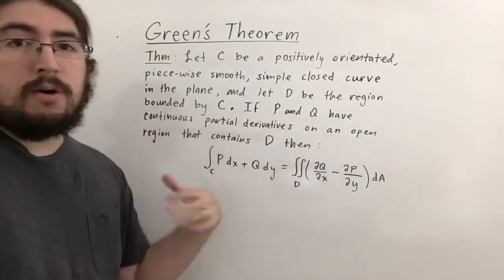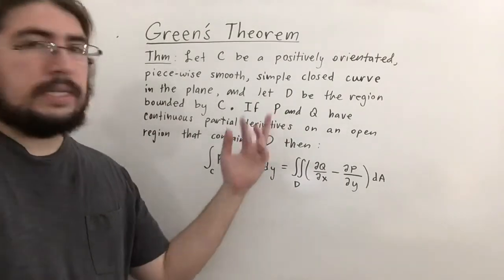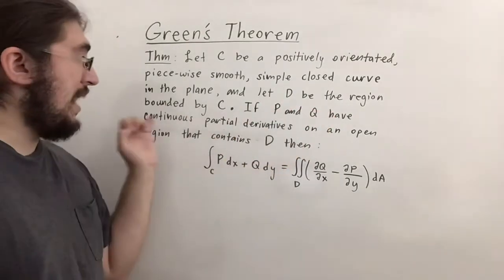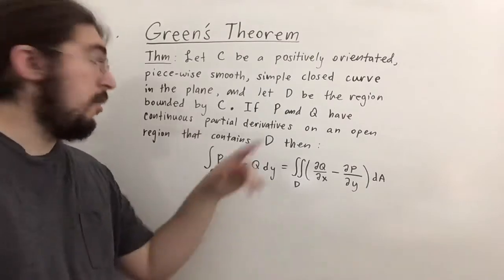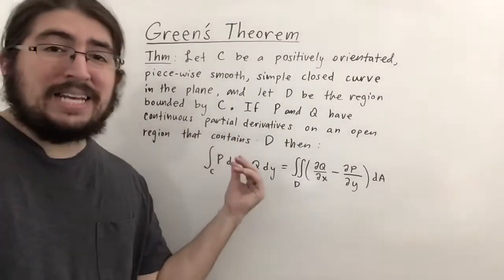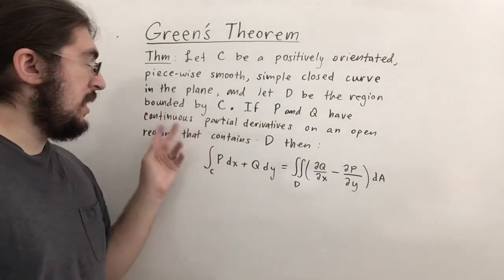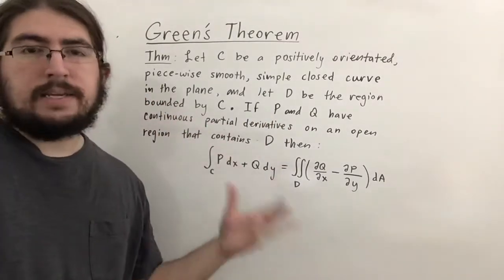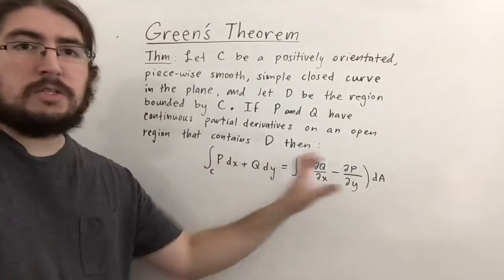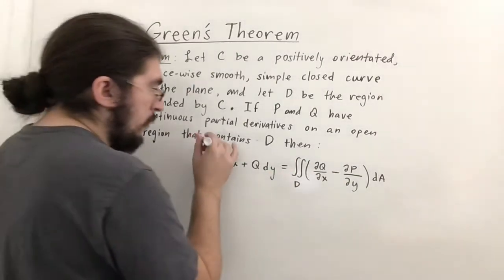If P and Q are functions in, let's say, two variables x and y, and they have continuous partial derivatives on an open region that contains D, in other words, we at least need their partial derivatives to be continuous in all of D, then this is true. And this is the formula for Green's theorem.